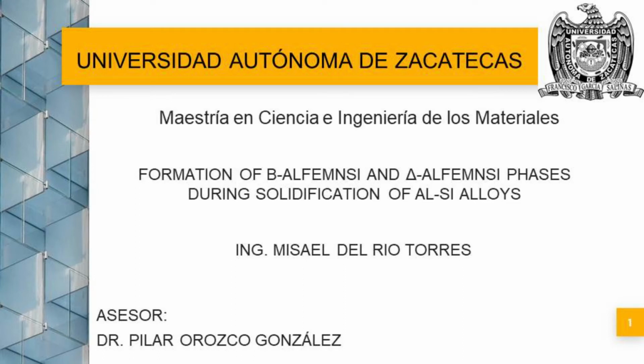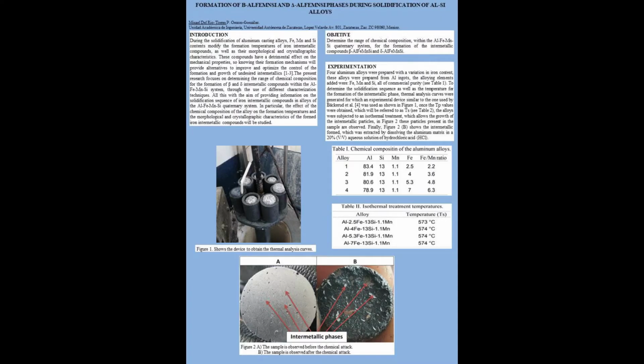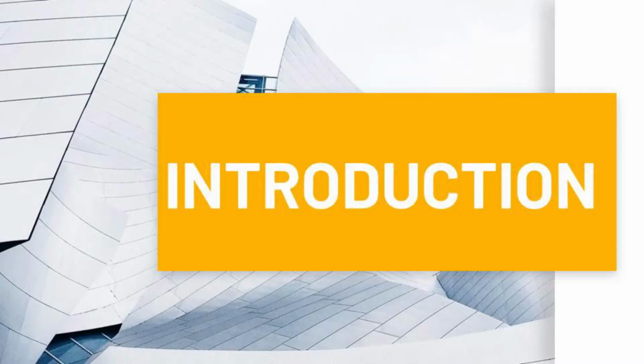I am currently pursuing a master's degree in materials science and engineering at the Universidad Autónoma de Zacatecas. The poster that I'm going to present today is called Formation of Beta and Delta Phases during the solidification of aluminum and silicon alloys. As a first step, I will talk about the introduction, where a small context will be given about the topic that is being investigated.